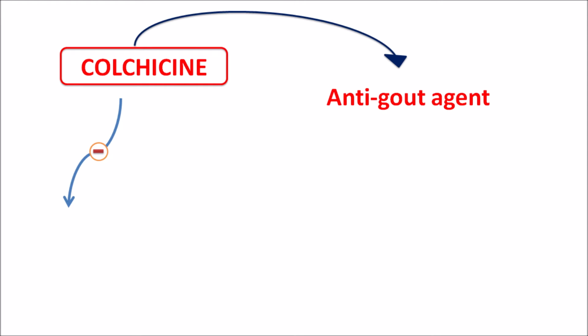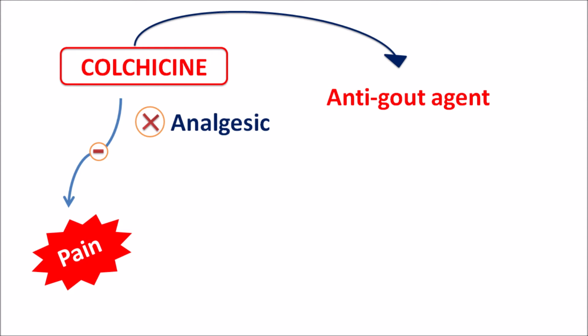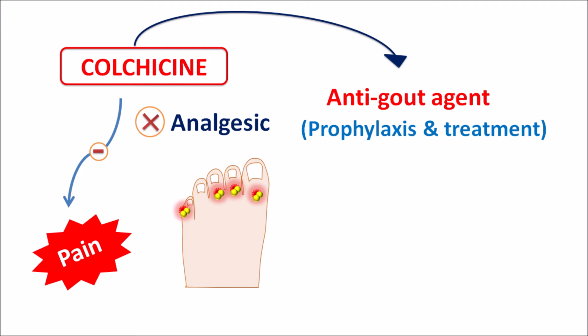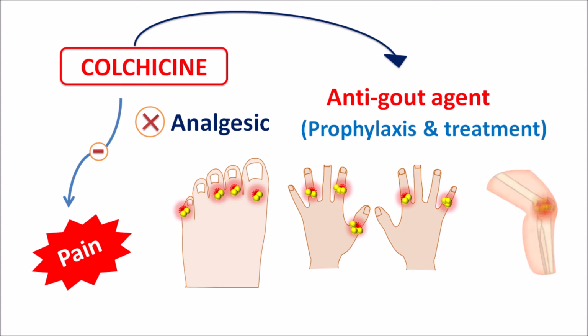Colchicine mainly reduces the pain sensation that is produced during a gouty attack. But this drug is not an analgesic. Still, it can reduce the pain as well as inflammation associated with gouty flares. So, this drug is used for prophylaxis as well as treatment of gout flares. It can reduce the pain associated with gout flares that can be observed at the big toe, hands, and even the knee joints, where it is used mainly as a prophylactic in order to reduce the gouty attacks.